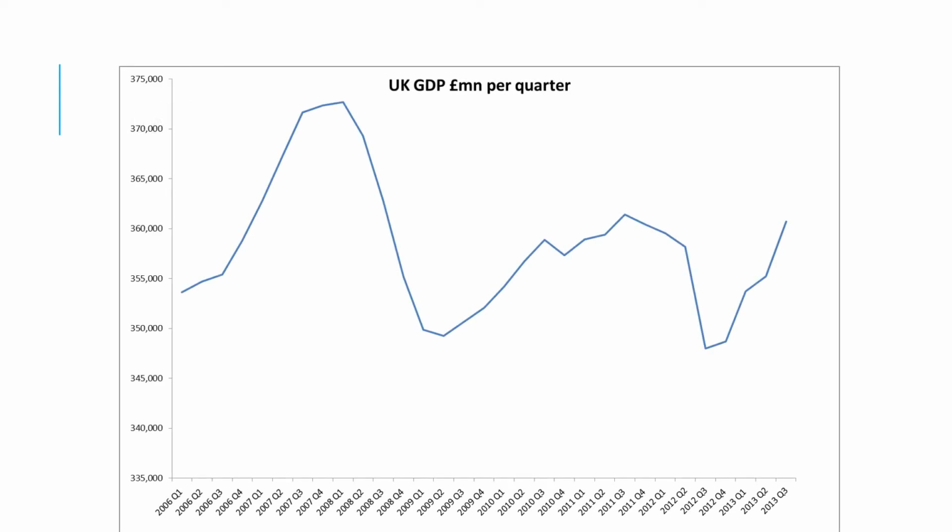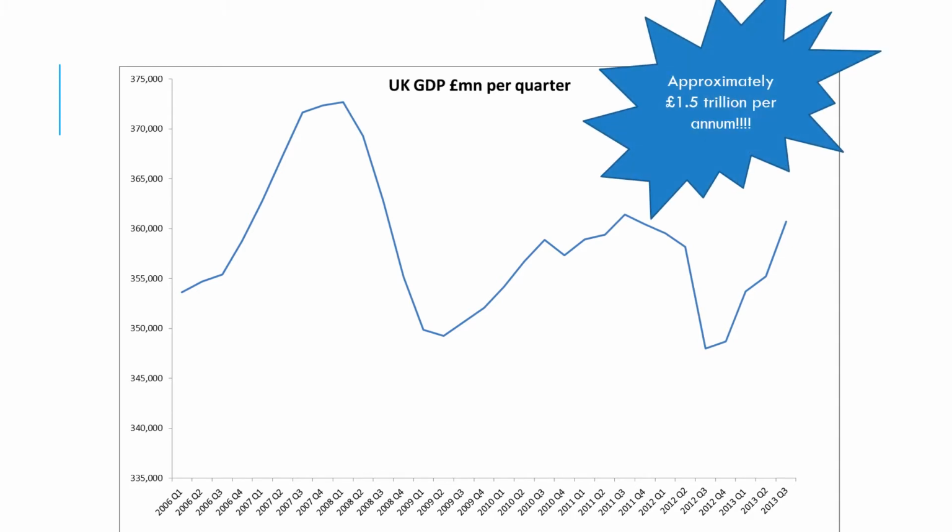If we look at it from the UK's perspective, then this is what happened to UK GDP between 2006 and towards the end of 2013. What this chart tells us is, first of all, the level of output within the economy for each 3-month period, which gives us an indication of the total size of the economy, which we know to be roughly £1.5 trillion within the UK.